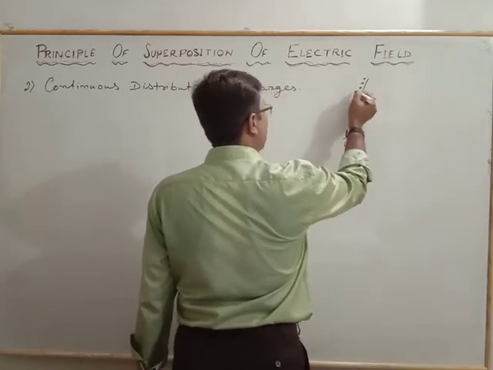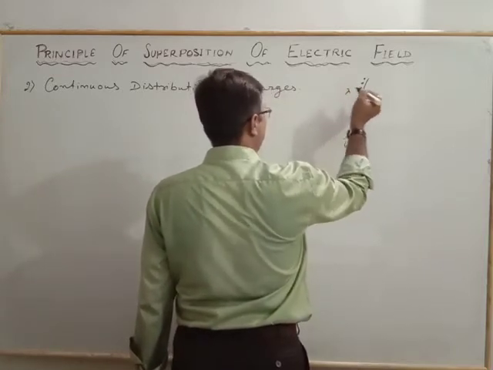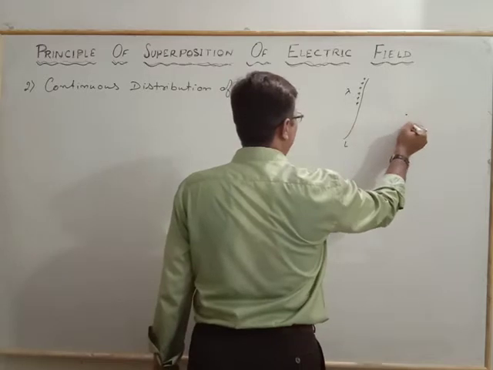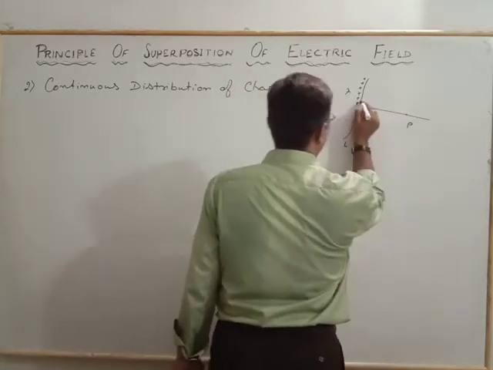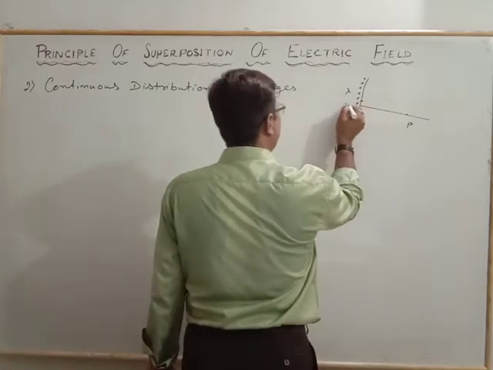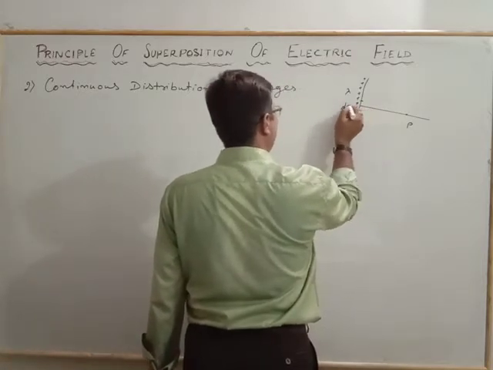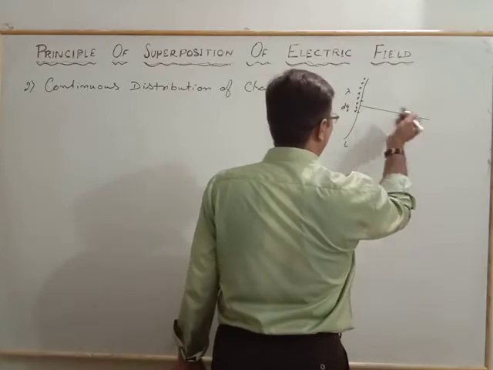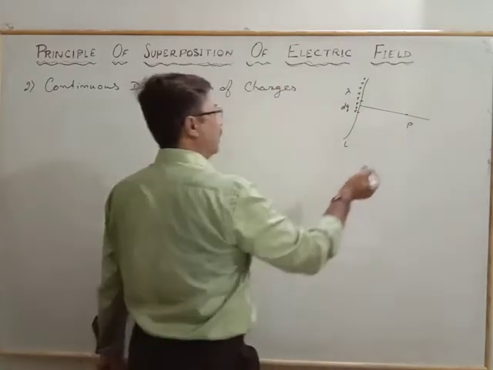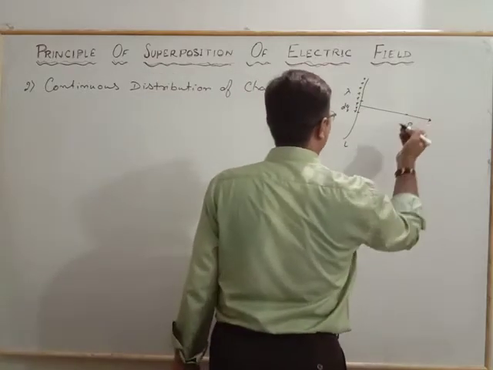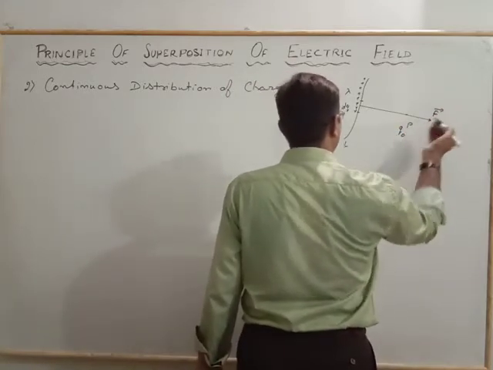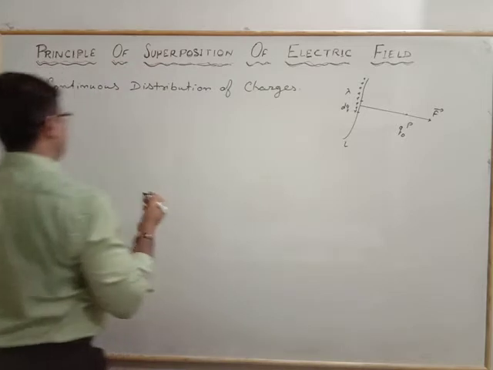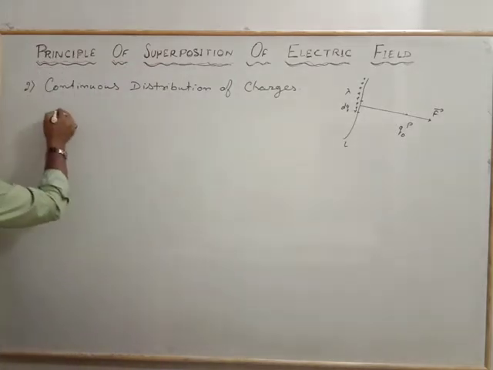uniformly with the linear charge density, that is lambda, and at any point P we will calculate the relation for very small, infinitely small charges, that is dq. So we have a relation for the force at this point P on the charge q naught, and that force we will write here according to the principle of superposition.